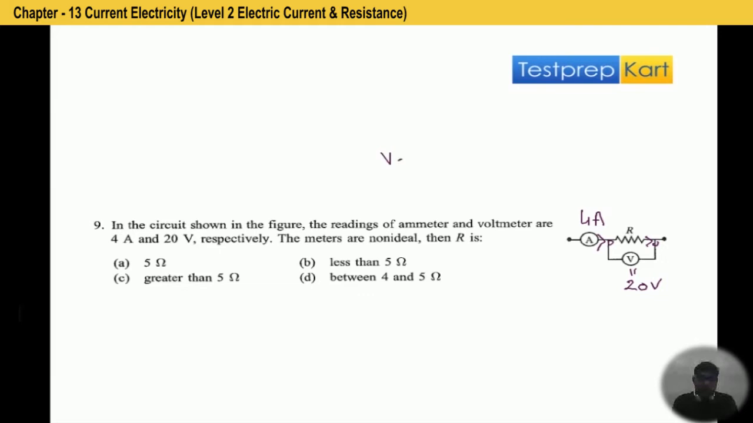So we know V equals to I into R, basic Ohm's law. So from here we'll get R is equal to V upon I, that is 20 divided by 4. So from here we are getting 5 ohm resistance. Okay. But these voltmeters and ammeters are non-ideal. It means they are showing a value less than the actual value. So the resistance would not be exactly equal to 5 ohm. Its value must be a bit higher than this, because they will not show the correct reading. So option C is right.